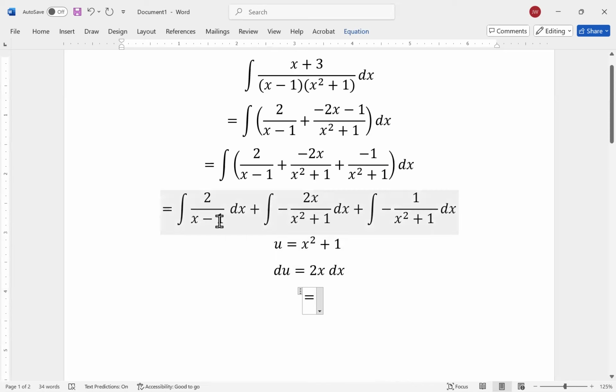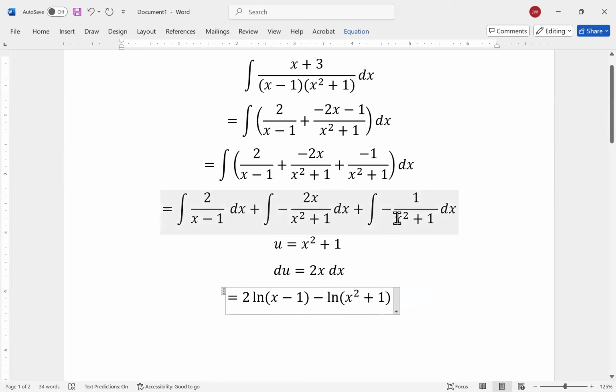So now that we've integrated, I'll integrate this first piece. That first piece is going to be 2 times the natural log of x minus 1. I'm arguing that this second piece, with just a simple u substitution on this middle piece, we get negative natural log of u, and our u is x squared plus 1. So negative natural log of u, and then replace the u with x squared plus 1. I don't even have to put absolute values because x squared plus 1 is always going to be positive.